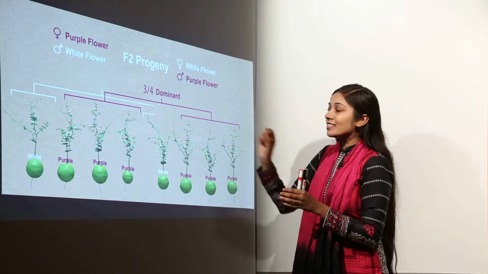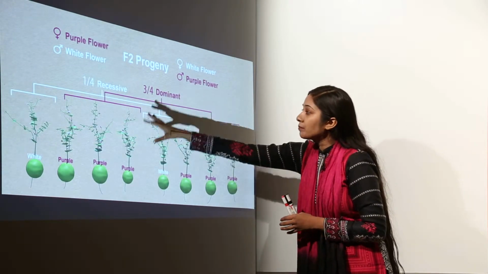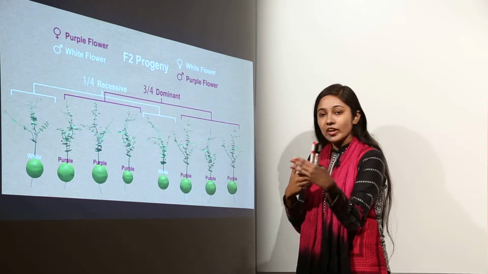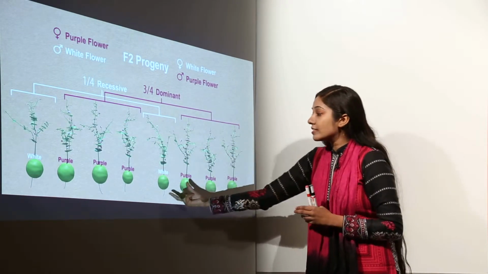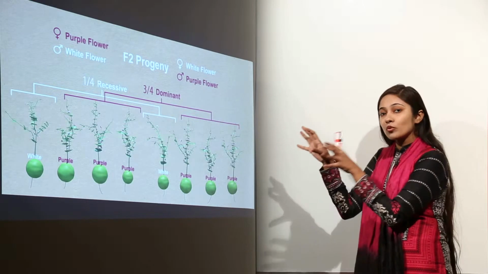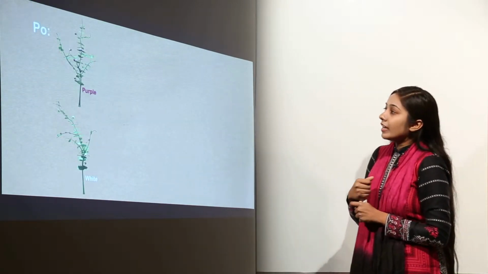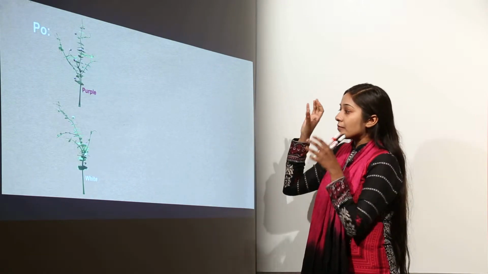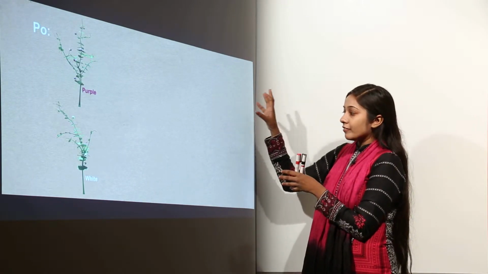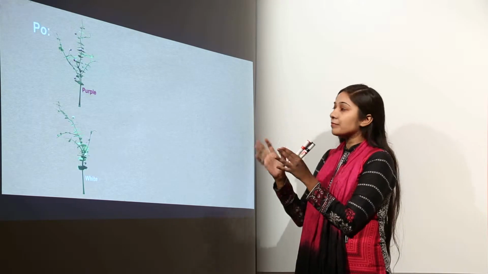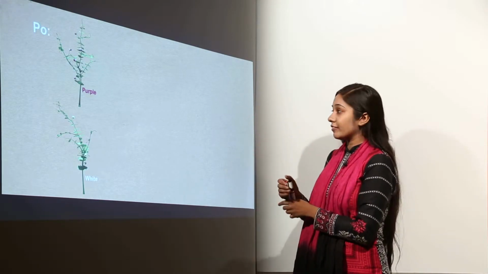So the ratio is 3 to 1. So three plants were showing the dominant trait, and 1 plant was showing the recessive trait, that means it was showing white flowers. So what is happening when we have crossbred a purple flower with a white flower, meaning a plant having purple flower with a plant having white flower?